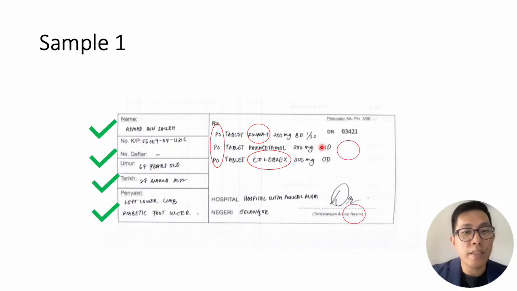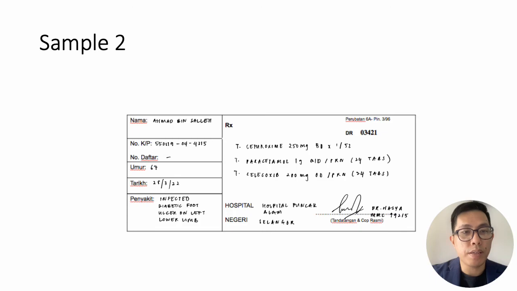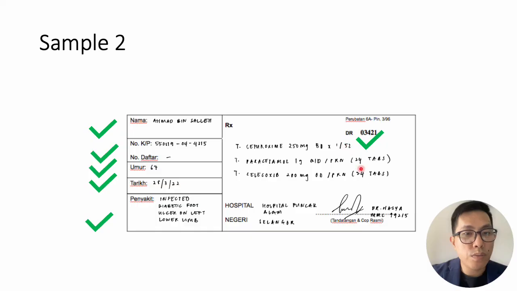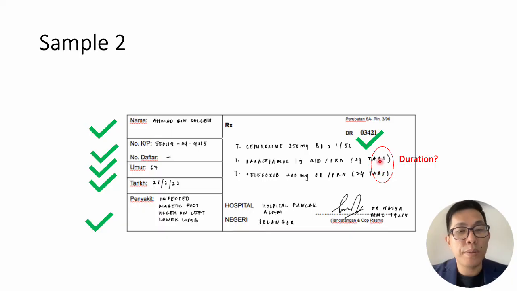Okay, for how many days? And your CHOP is not included here. All right, so sample number 2, everything is in order. There is a duration here for the first one. However, this is not accurate. 24 tabs, right? Why are you giving specifically for 24 tabs? You just give the pharmacist how many days, so they can actually dispense.